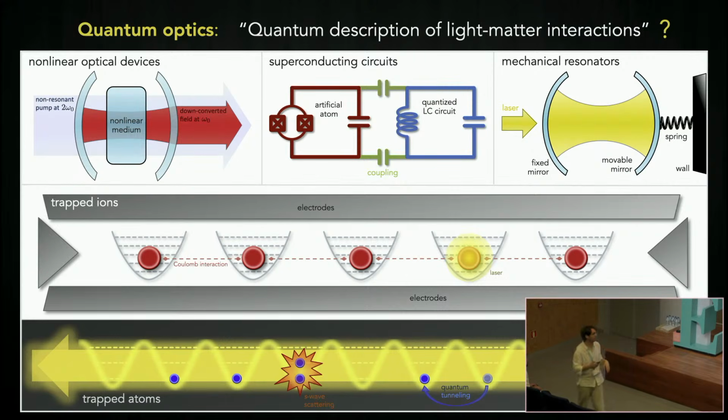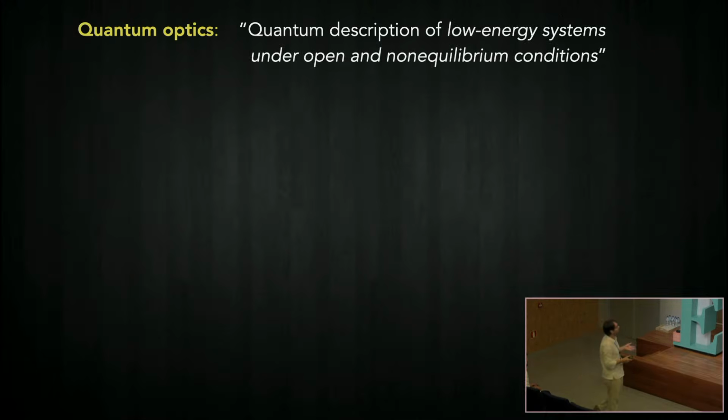And then I like more to talk about the quantum description of low-energy systems under open and non-equilibrium conditions. And this is actually what is common to all the systems that I showed you. They are low-energy systems, so you don't have to use fundamental theories or high-energy physics. But the most interesting thing about these systems is that they are naturally open systems that work under non-equilibrium conditions, and you will understand why in a second.